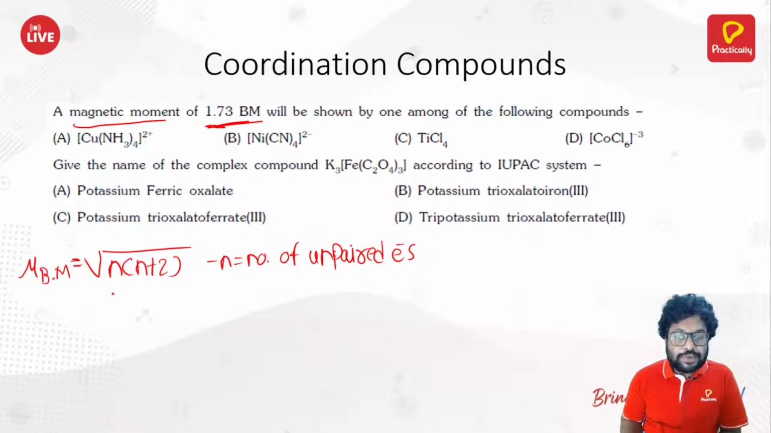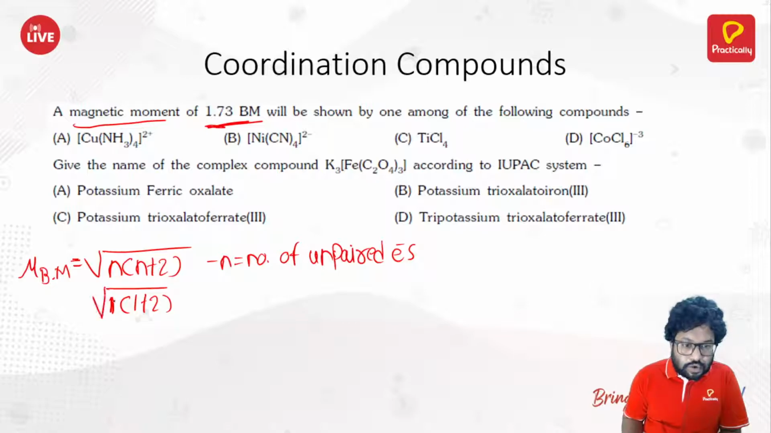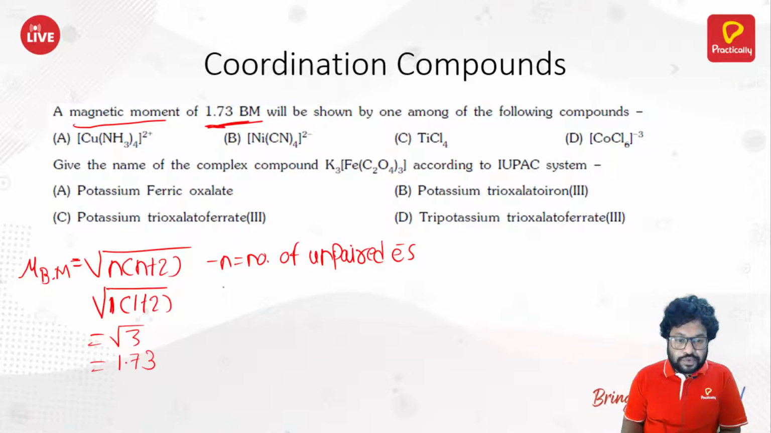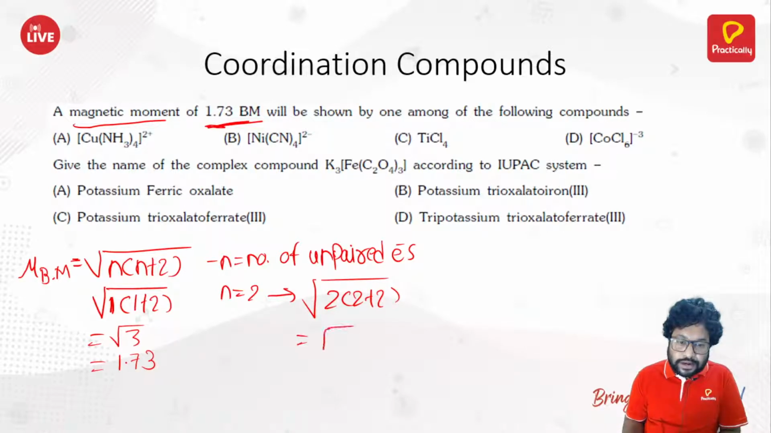So if you put n equal to 1, it becomes 1 into 1 plus 2, 1 plus 2 is 3, 3 into 1, under root 3. Under root 3 is somewhere 1.73. If you put n equal to 2, it becomes 2 into 2 plus 2, 2 plus 2 is 4, 4 into 2, under root 8. Under root 8 is somewhere around 2.73 or 2.74, something like that.